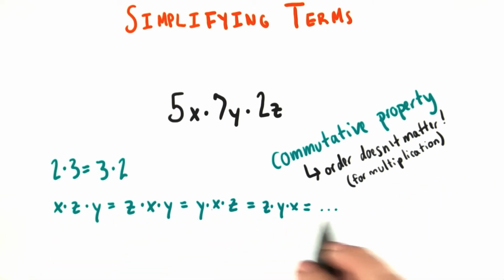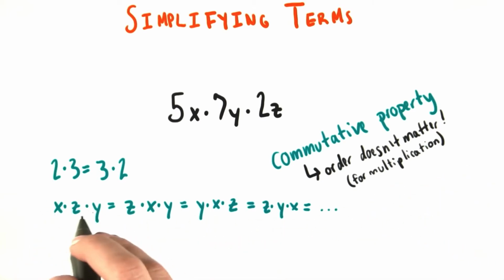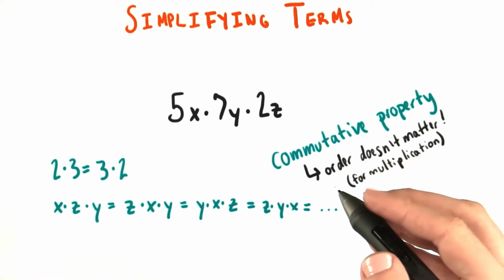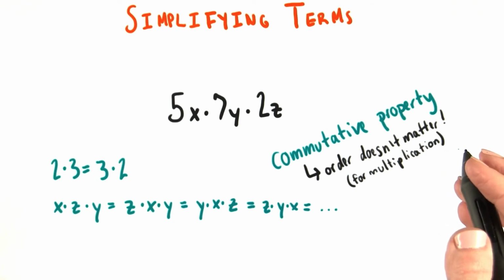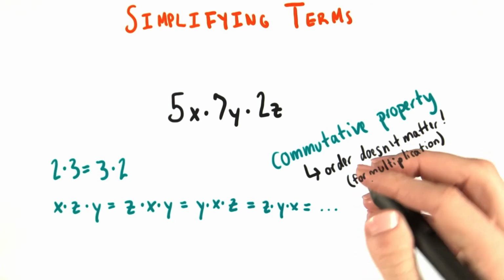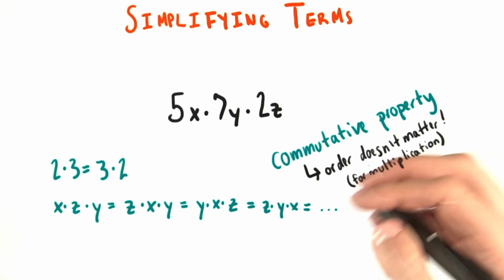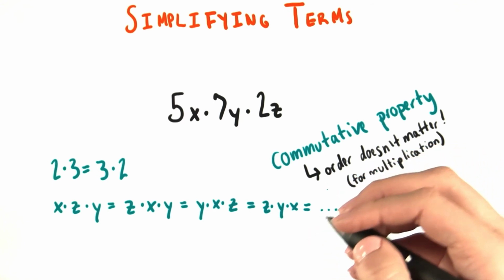All of these expressions, and all the other ones that we could get by rearranging these in other ways, are equal to one another. So remember, for multiplication, it doesn't matter what order you multiply things together in. This holds no matter how many things we want to multiply together, and it holds whether the factors are variables or numbers.